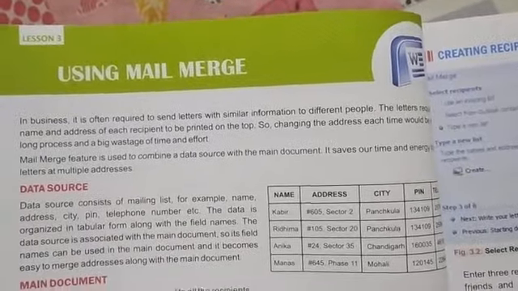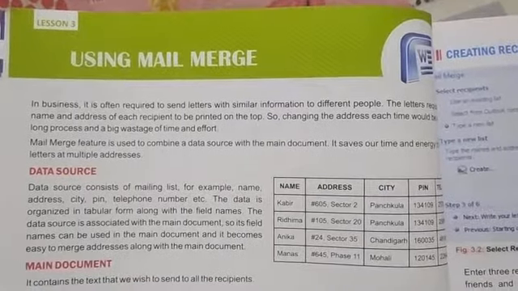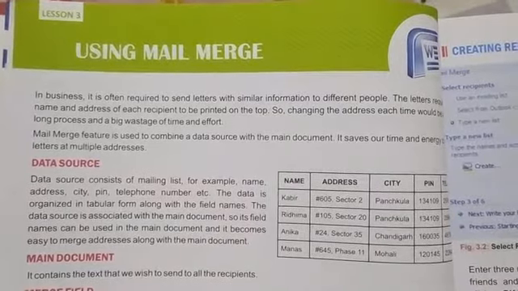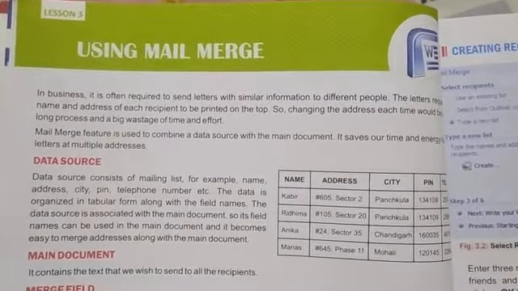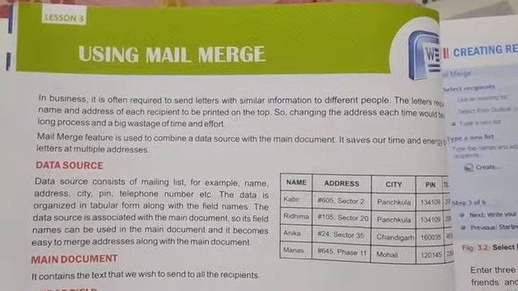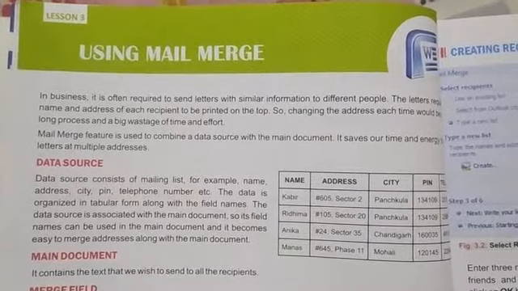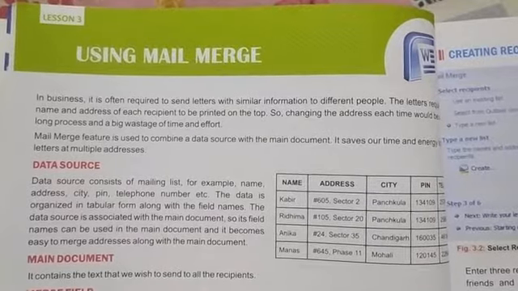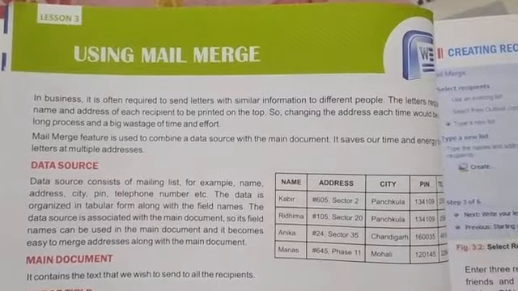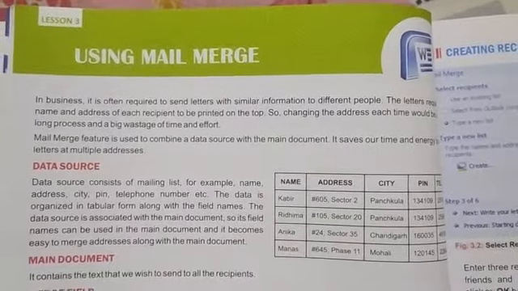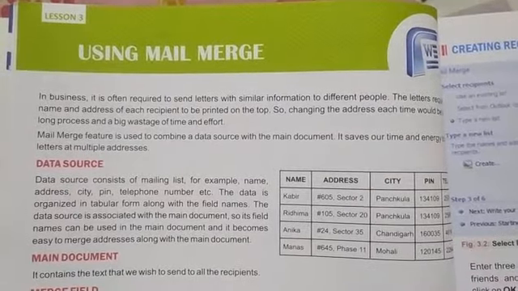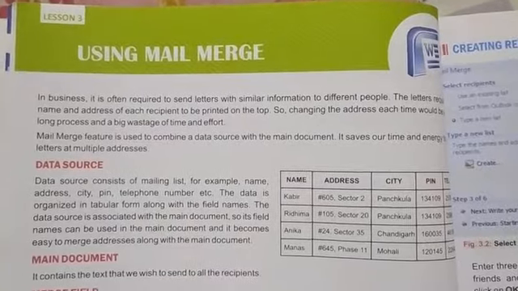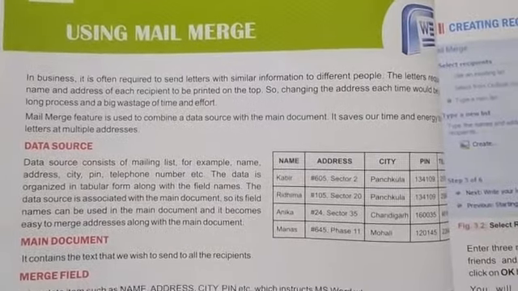So here students, we need not put a separate address and name on each letter. We have to just combine our main document, meaning our letter which is to be sent, with the data source. In the data source we can provide the name, address and all the information about the persons to whom we want to send this letter. You can see the diagram in our book also.